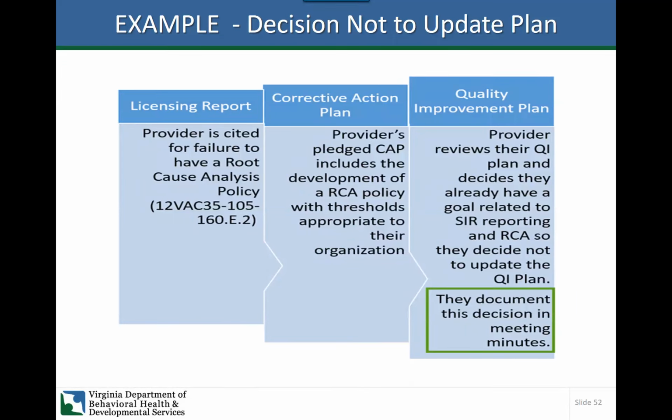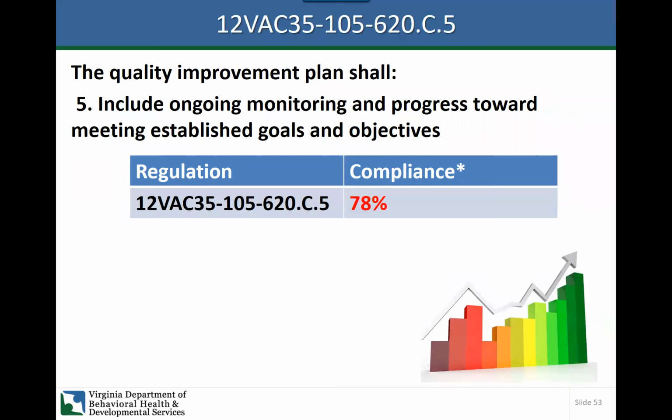The next slide is C5. And so this is the quality improvement plan shall include ongoing monitoring and progress toward meeting established goals and objectives. This was at 78%. And it's important to review and respond to data. That's what quality improvement is all about. And so that's why your goals and objectives need to be measurable in order that you have data to monitor. So the next slide shows the identified issues.